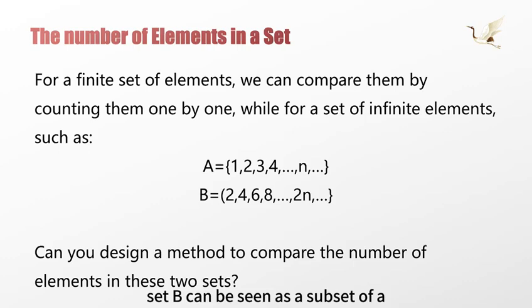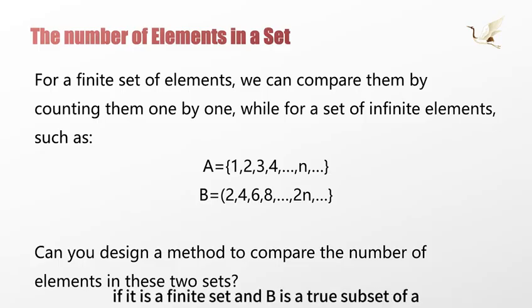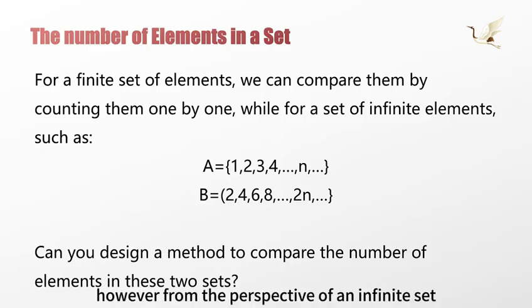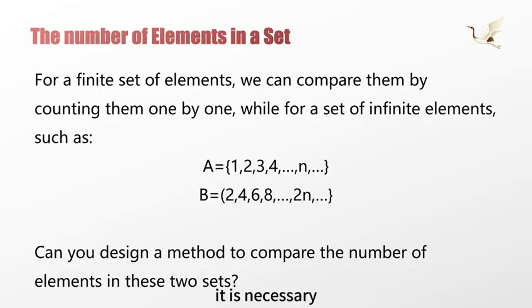Yes, set B can be seen as a subset of A. So must the elements in set B be fewer than those in set A? If it is a finite set and B is a true subset of A, then the answer is affirmative, as B must have fewer elements than A. However, from the perspective of an infinite set, to compare the number of elements between A and B, it is necessary to find the relationship between A and B.